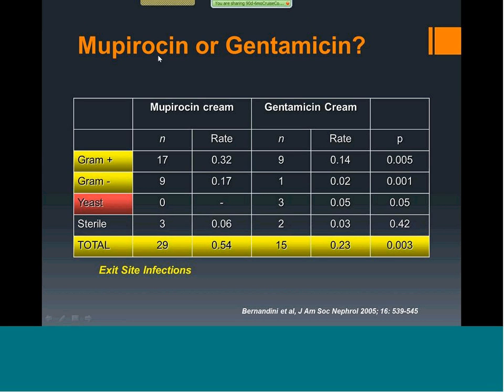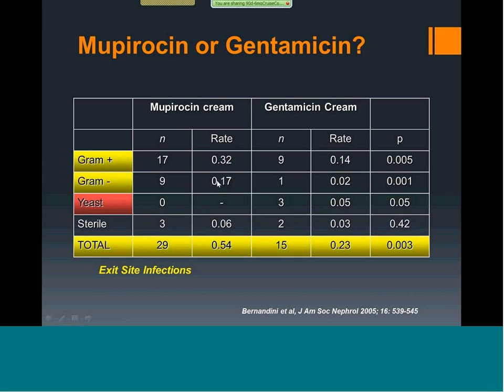And the reason we use gentamicin is a clinical trial that was published now 6 years ago, in which patients were randomized to apply either mupirocin or gentamicin at the exit site. They expected a reduction in gram-negative infections, but what was surprising is that with use of gentamicin, there was a substantial reduction in infections, not only from gram-negative organisms, but also gram-positive organisms. The concern seemed to be an increase in colonization by yeast at the exit site.